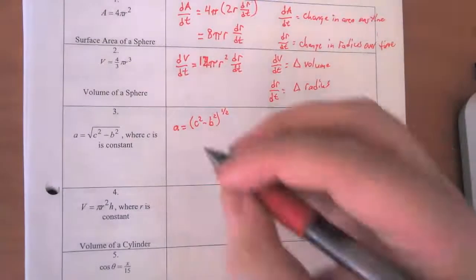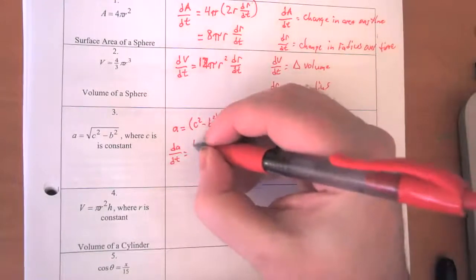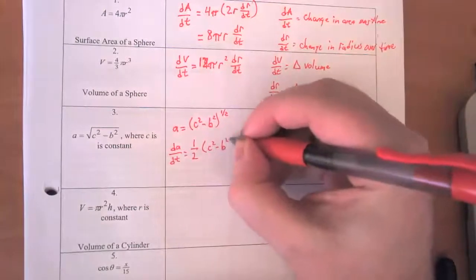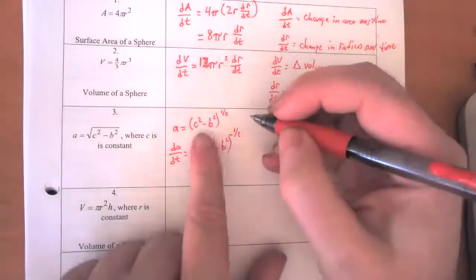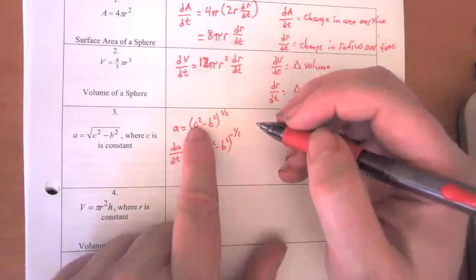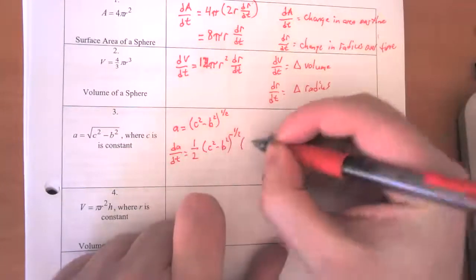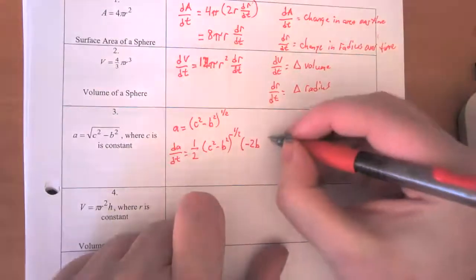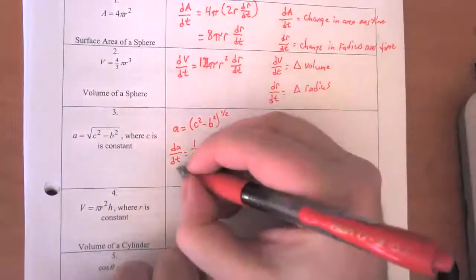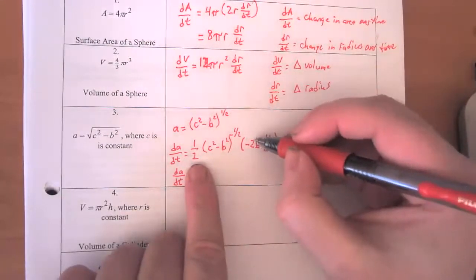All right, and so dA/dt is equal to 1/2 times c squared minus b squared to the negative 1/2 power times the derivative of this with respect to time. Remember, it says that c is a constant, so c squared is a constant, and that just goes away. And so the derivative of this is negative 2b db/dt. All right, and so cleaning that up, the 1/2 and the 2 are going to cancel each other out.